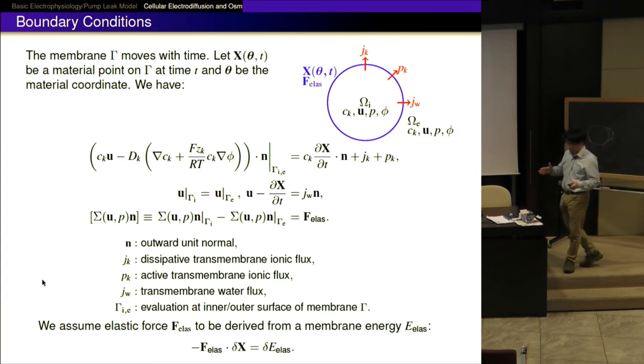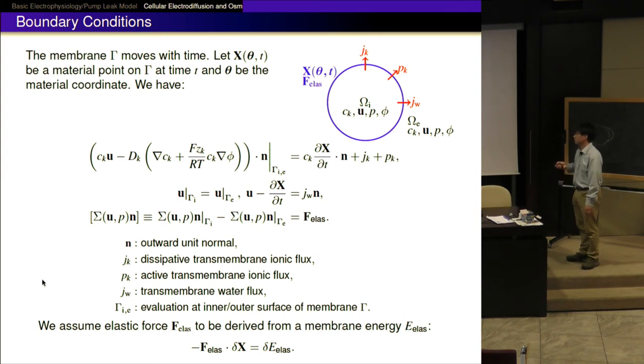in fluid dynamics usually you impose no slip boundary conditions at interfaces, but if you do that, then water is not going to flow through the cell, because no slip condition means that the membrane or interface is going to move with the underlying fluid velocity. If it does that, then water is not going to go in. So you have to have some slip velocity between the fluid velocity and the speed with which the membrane is moving, and that is, U minus dx/dt, that is equal to the water flux J_W n.